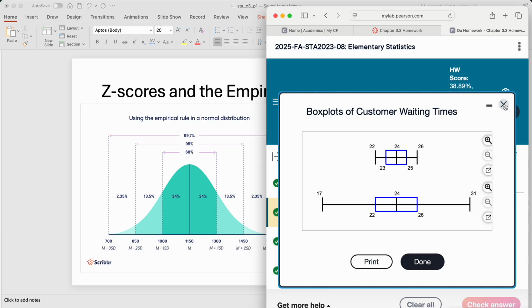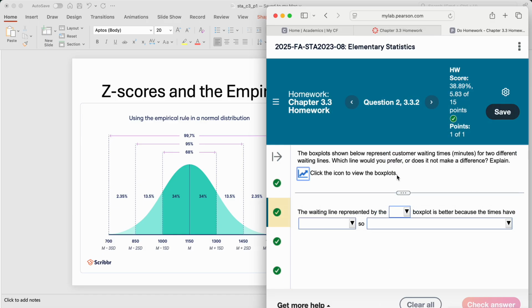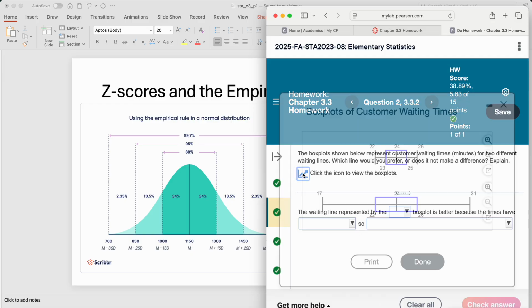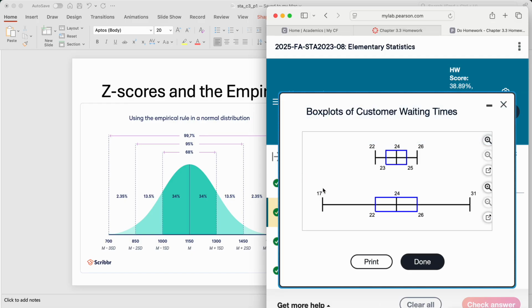Up next, we move on to box plots for a little bit. This question is kind of a wacky one, but let's look at it. It essentially says that the box plot shows waiting times for two different lines. Which would you prefer? Or does it not make a difference? Explain. Now, this one, I'm kind of going to let the answer slip for you, but I don't necessarily agree, because you might have a higher risk tolerance or a lower risk tolerance. Let's see what we mean by that.